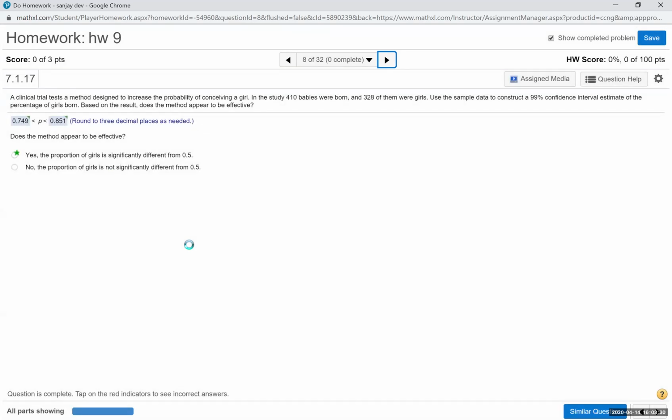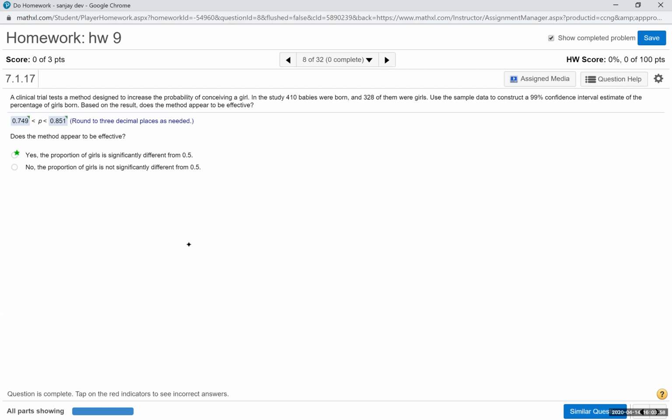Number 8, straight right to find the proportion, 99%, right? So C is 0.99 this time. X, what is it? 328 is girls out of 410 babies born. So X is 328, N is 410, and C is 0.99. And when you do 1-PropZInt, one proportion Z interval, your answer is going to come out to be 0.749, 0.851.